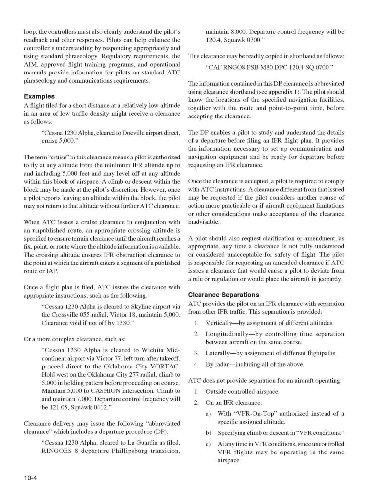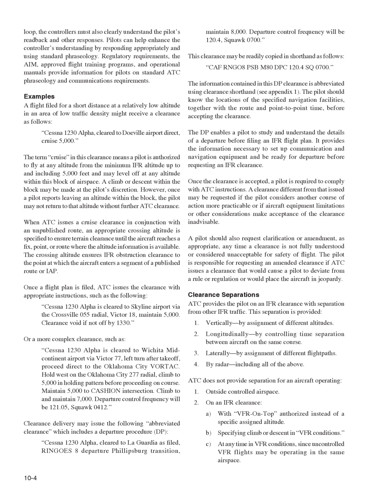The DP enables a pilot to study and understand the details of a departure before filing an IFR flight plan. It provides the information necessary to set up communication and navigation equipment and be ready for departure before requesting an IFR clearance. Once the clearance is accepted, a pilot is required to comply with ATC instructions.